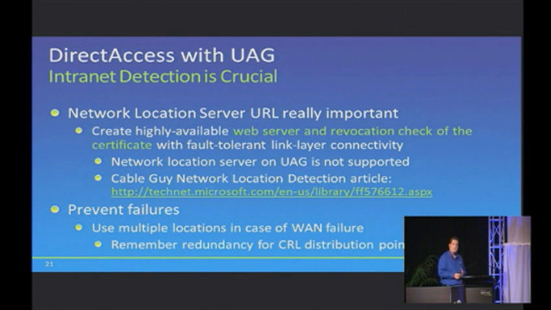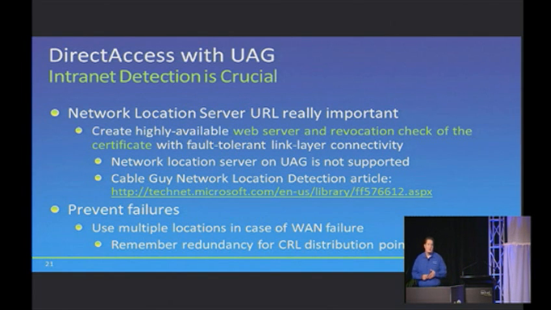And with the PKI as well, the revocation CRL files must be available always. Otherwise, the DA clients will be firing up different rules and IPsec tunneling to your DirectAccess UAG when they are internal. That goes also if you have branch offices. You really want to have branch offices with the network location server as well. So if the WAN goes down, those clients are not using DA.